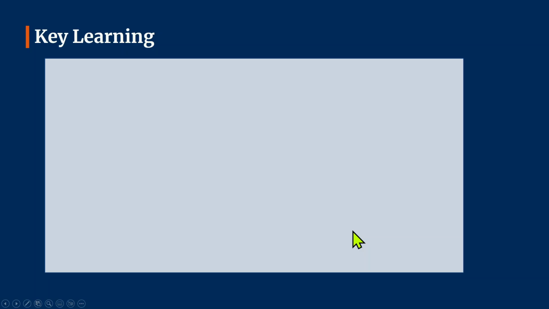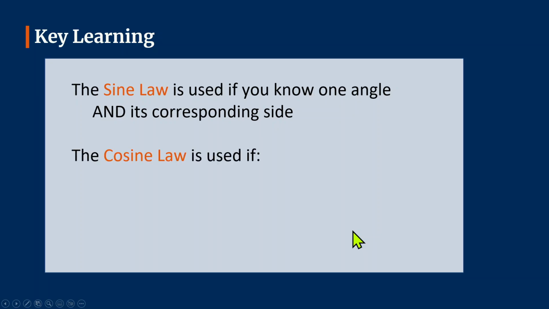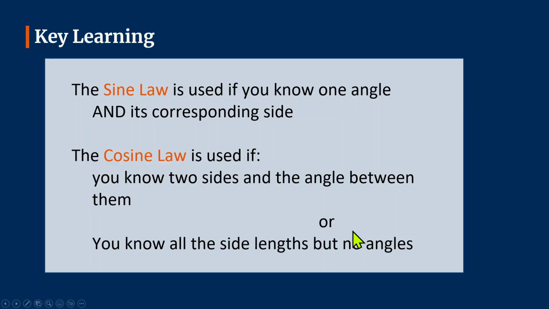So here's the key learning related to sine law and cosine law. The sine law is used if you know one angle and its corresponding side. So you need to know one complete pair of letters. The cosine law is used if either you know two sides and the angle between them, that's the regular cosine law, or if you know all the side lengths and none of the angles, then you can find an angle using what I call the backwards cosine law.